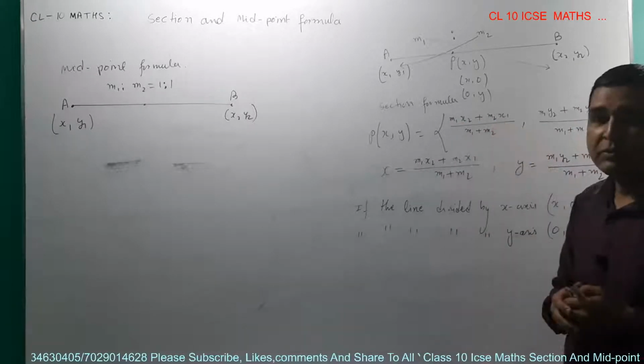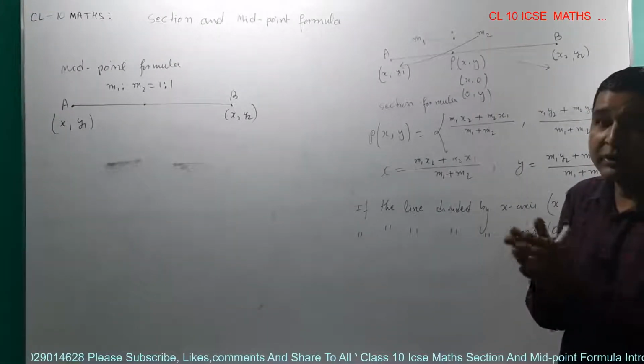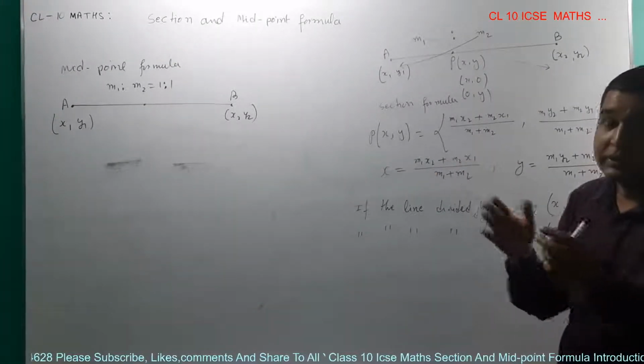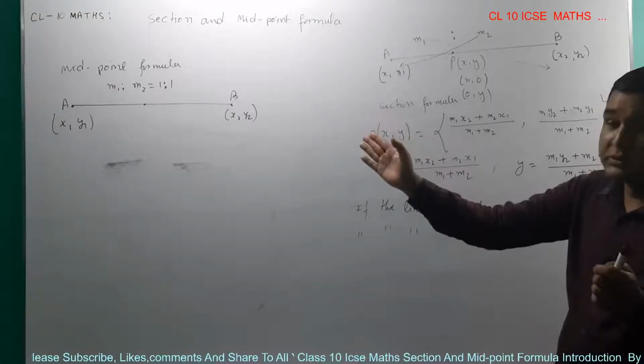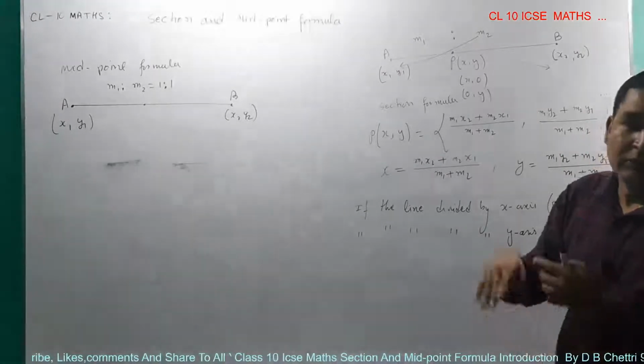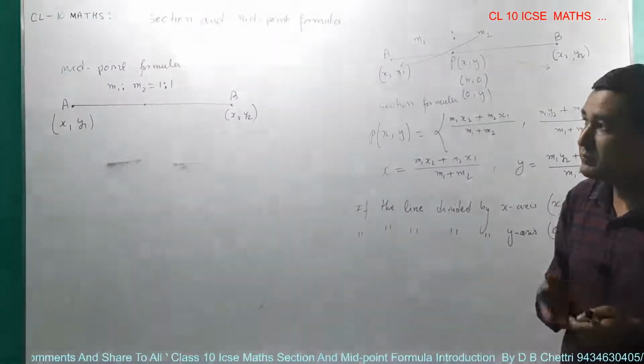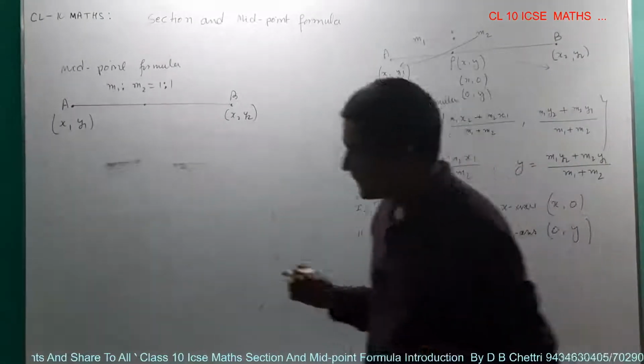That means the midpoint is very easy: the sum of the coordinates of the two points divided by 2. For the x variable, x1 plus x2 divided by 2. For the y variable, y1 plus y2 divided by 2. The midpoint formula is very easy to remember.